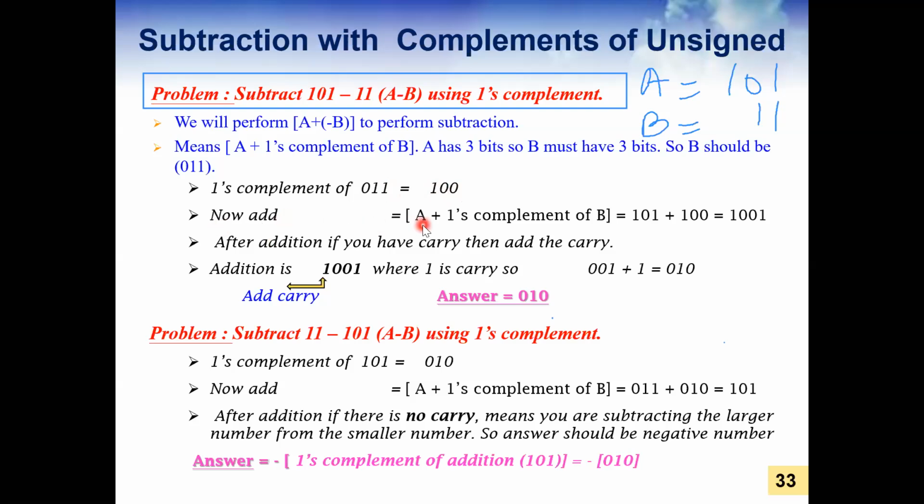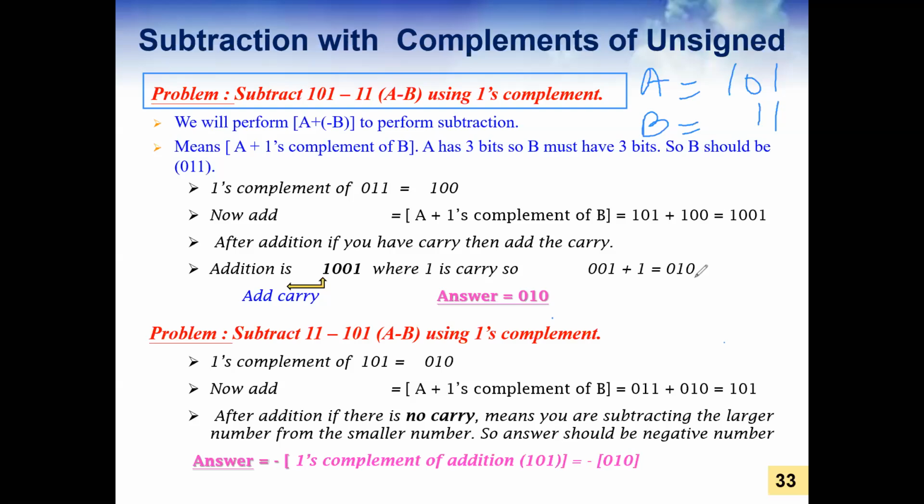So we are going to perform A plus 1's complement of B. A is 101 and 1's complement of B is 100. So just put it 100. Now add them together. So 1 plus 0 is 1, 0 plus 0 is 0, 1 plus 1 is 0 with 1 carry. So this is my result, 1001. All right, girls, can you check it?